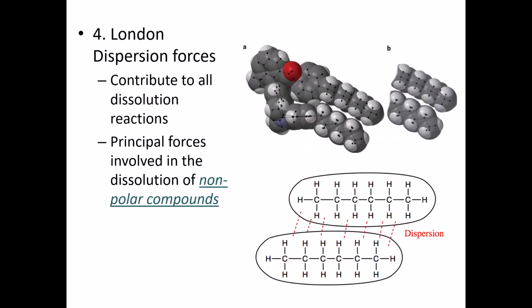And then our last one, London dispersion forces. This comes down to nonpolar compounds interacting with other nonpolar compounds. So our vegetable oils, gasoline, all of these types of solvents are going to be able to dissolve nonpolar compounds fairly easily. Nail polish remover, acetone, even though it's slightly polar, has a very large nonpolar area, so it can dissolve both polar and nonpolar compounds because of this.